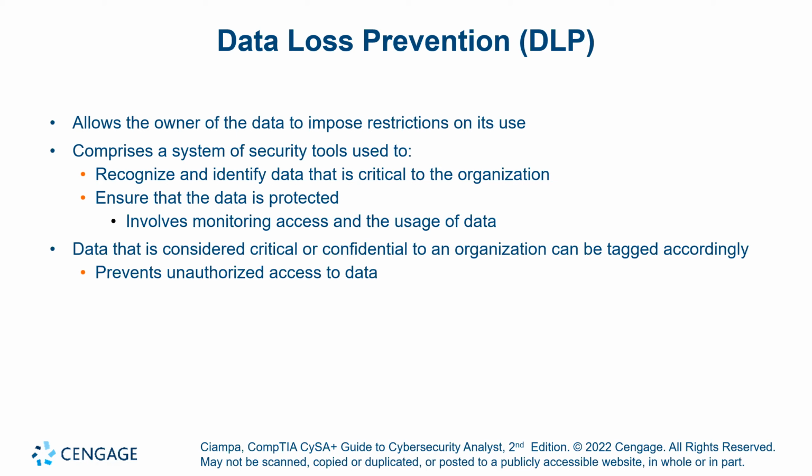Data loss prevention comprises a system of security tools used to recognize and identify data that is critical to the organization, ensure that the data is protected, and involves monitoring access and the usage of the data. Data that is considered critical or confidential to an organization can be tagged accordingly, which prevents unauthorized access to that data.